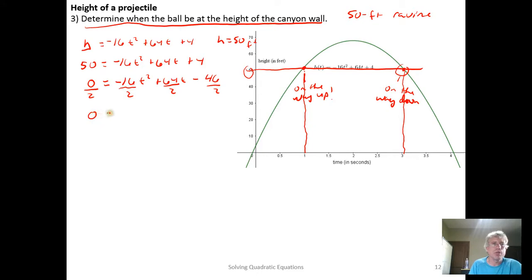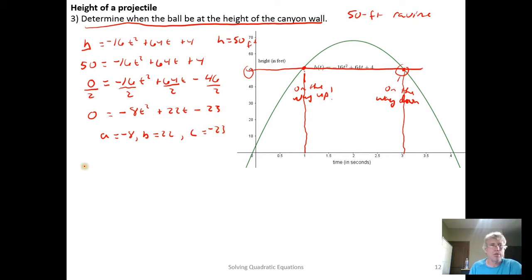So we'll get 0 equals negative 8t squared plus, 2 goes into 64 22 times, minus, 2 goes into 46 23 times. So now we have smaller numbers to work with in the quadratic formula. We can see that a is going to be negative 8, b is going to be 22, and c is going to be negative 23.